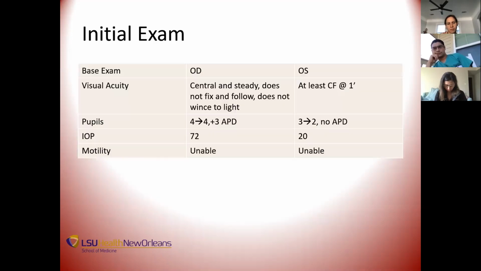So our initial exam, visual acuity was hard to determine mainly because of his alteration. Right eye, no fixation, central and steady, does not fix and follow. He did not wince to light when we shine. Left eye was at least count fingers. We were kind of able to get him to cooperate in that sense. Definitely could not get him to read from the card. Pupils, right eye had an APD, left eye did not. Pressure-wise, right eye was a sky high of 72, left eye was normal.